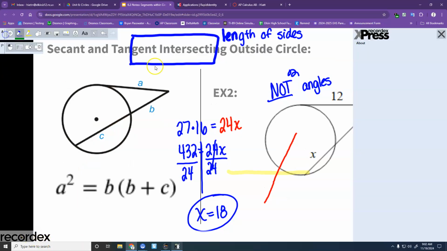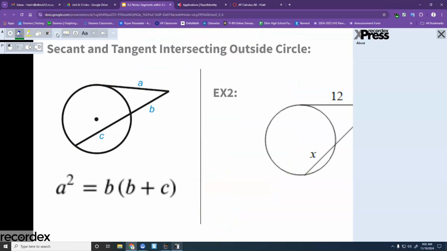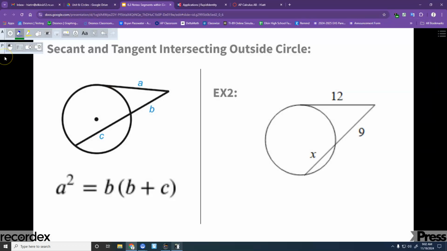Okay. Let's add that to our. Well, I think we'll do our formula sheet last. We'll go back over these to add this to the formula sheet. So here is our next one.